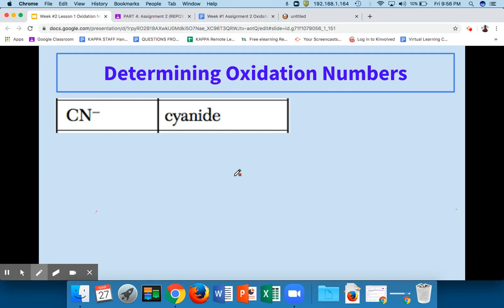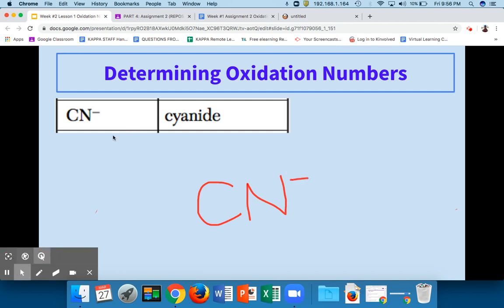It causes your cells to stop accepting oxygen, and we know that our cells need oxygen to survive. And it was used in concentration camps during the Holocaust. It was a very toxic substance. So let's find out what are the oxidation numbers in cyanide.